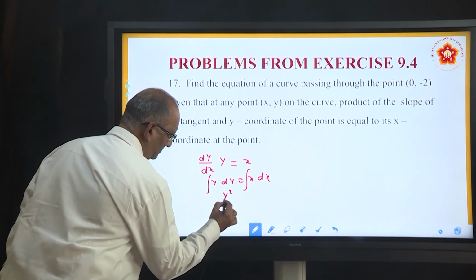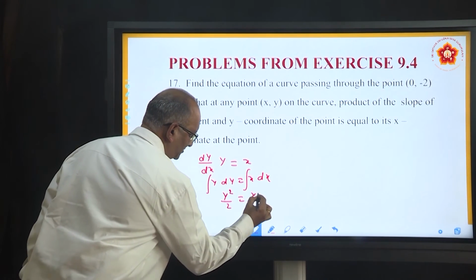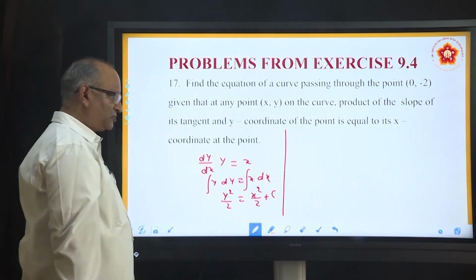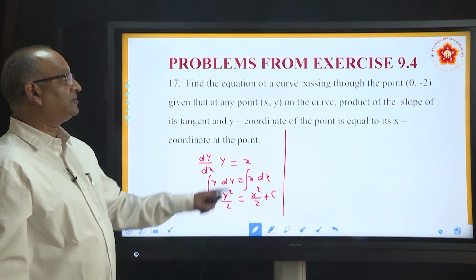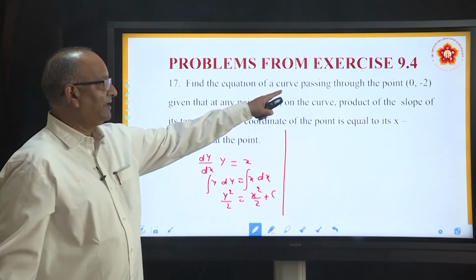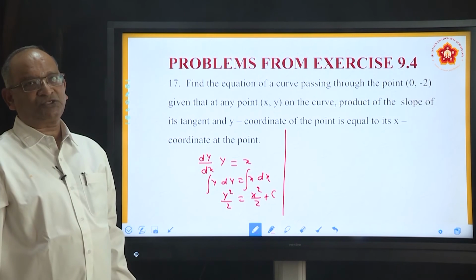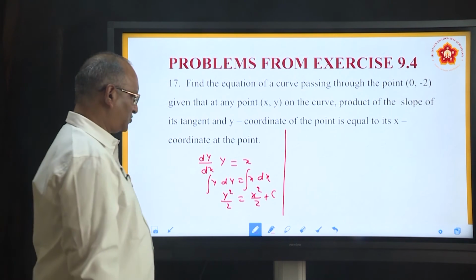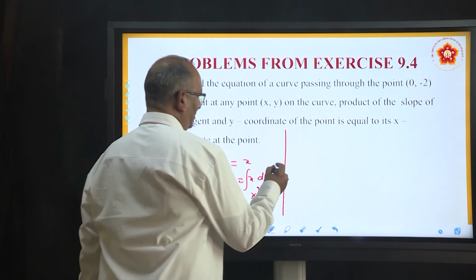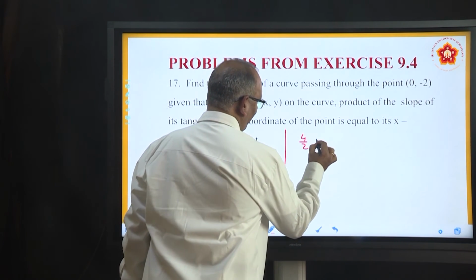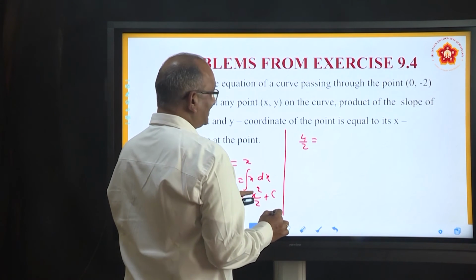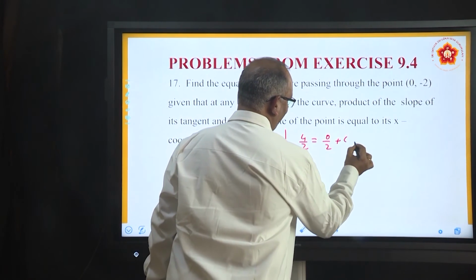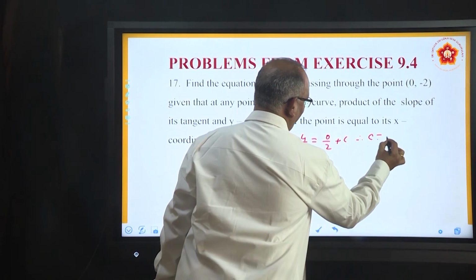So you get y square by 2 equal to x square by 2 plus c. Our objective is to know what is c. Now go back to that point. He says the curve is passing through 0 comma minus 2. So substitute x equal to 0 and y equal to minus 2. Minus 2 square is 4, 4 by 2 equal to x is 0, so 0 by 2 plus c. In other words, we can say c is equal to 2.